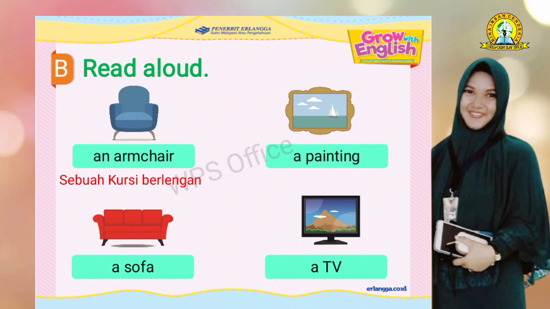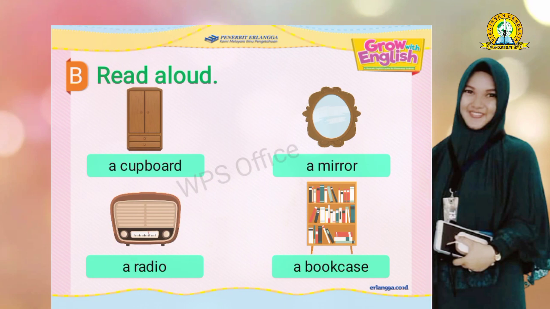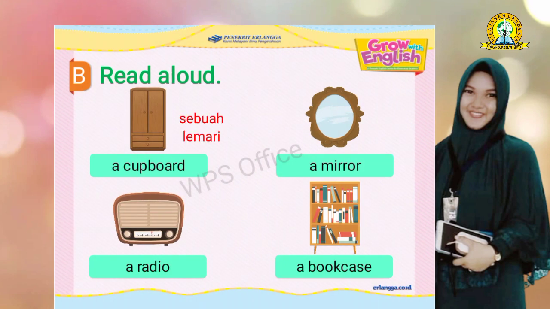An armchair, a painting, a sofa, a TV. Repeat again. Next, read aloud again. A cupboard, a mirror, a radio, a bookcase. Repeat again.